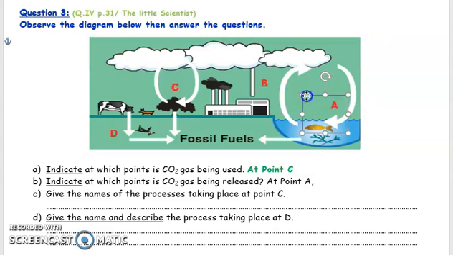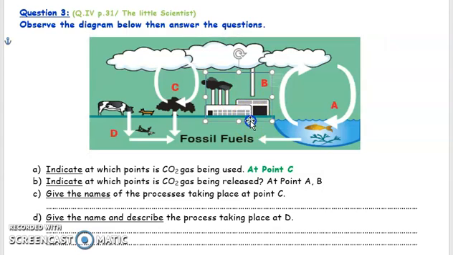Let's see what's happening at B. At B, we are burning fossil fuels, and by burning fossil fuels, we are releasing also carbon dioxide in the air into the atmosphere. So carbon dioxide gas is being released also at point B.